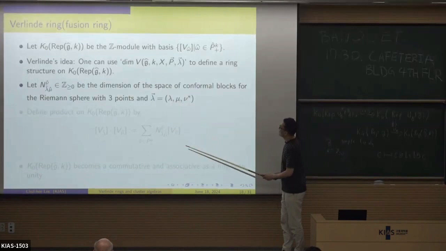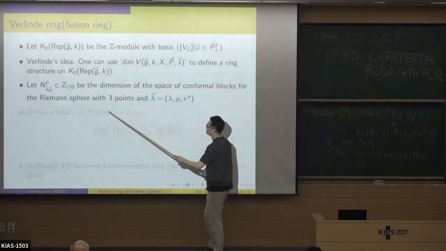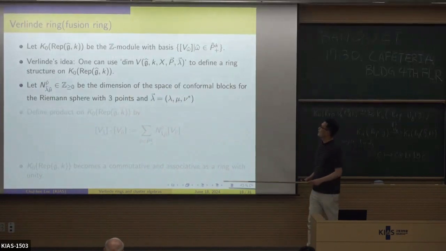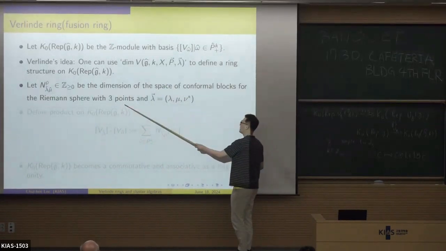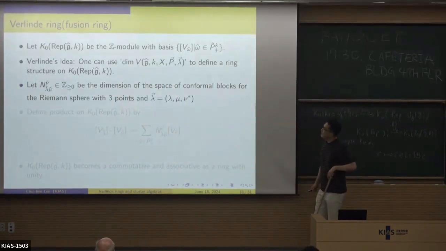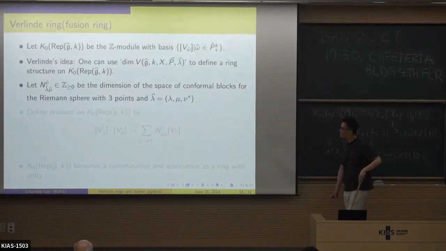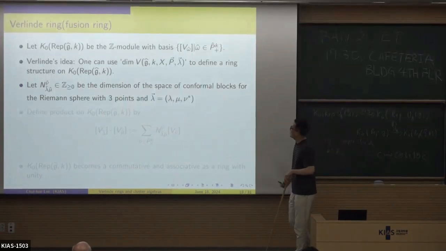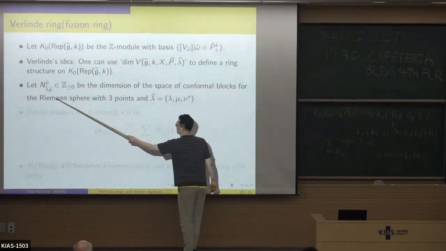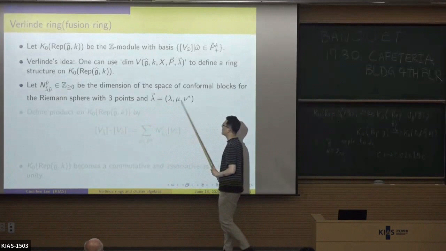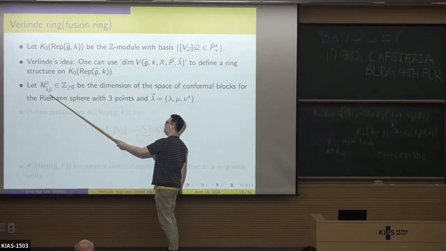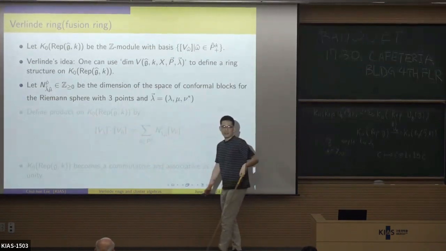So now consider the simplest Riemann surface, which is the genus 0 surface, the Riemann sphere, and consider only 3 points. And to each point, choose affine weights, dominant integral weights. So 3 irreducible representations of the affine Lie algebra. And this number only depends on the choice of the 3 modules. And because this is defined as the dimension of a certain vector space, this is a non-negative integer.